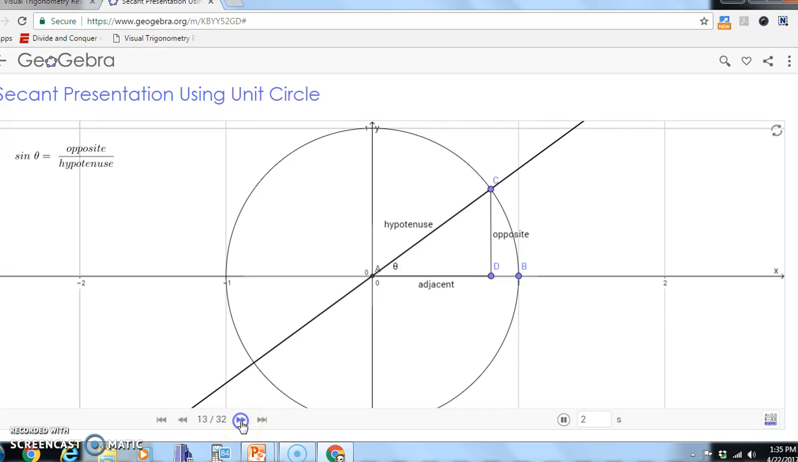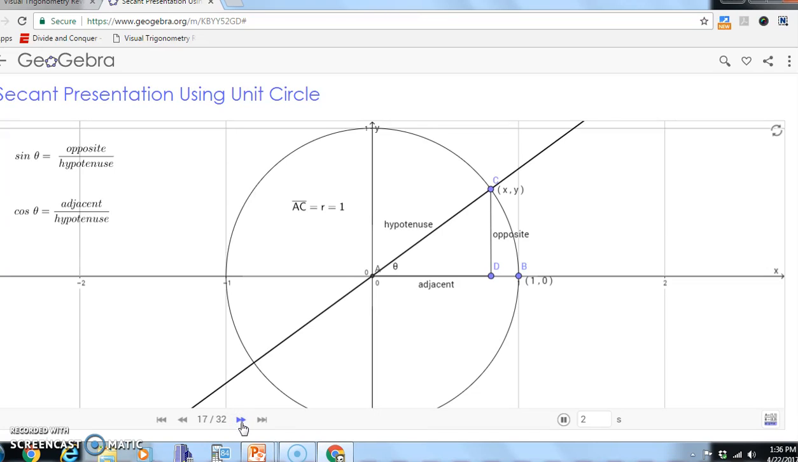From our previously defined trig functions, I know that sine theta is opposite over hypotenuse, and I know that cosine theta is adjacent over hypotenuse. If I come back out here to point B and give its coordinates as 1, 0, then I know that the radius of this circle is AB, and it's equal to 1 unit. I also know that segment AC is a radius of this circle, and since the radius is 1 unit, the length of segment AC is equal to 1. So our hypotenuse measures 1.